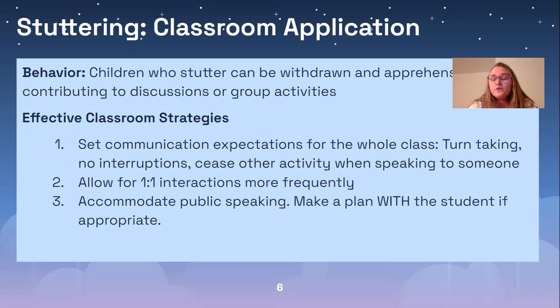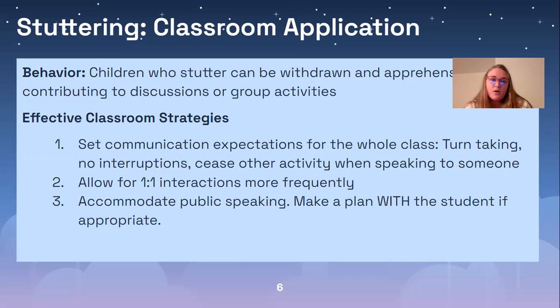Also allow for one-to-one interaction. This can allow for practice in becoming more confident in communicating for those students. Sometimes they are more reserved in speaking, so they have less practice getting their ideas across with less familiar people than their family, like classmates and teachers and school individuals.